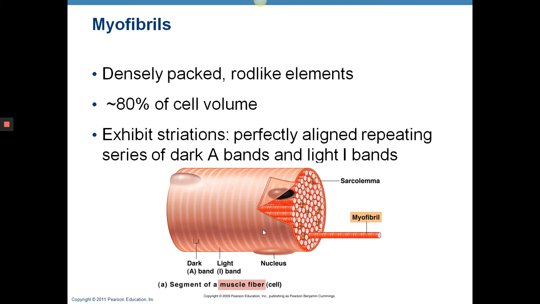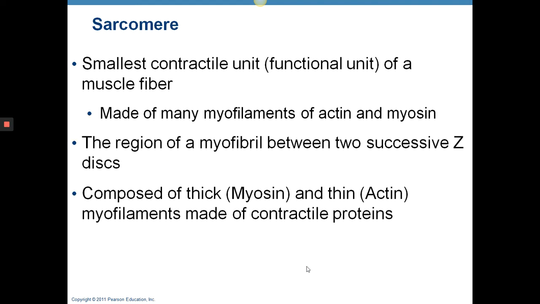You can also see the multiple nuclei. See one here, one here, one here, that are also characteristic of skeletal muscle. Remember this for your test. I will probably ask you at some point what is the smallest contractile unit, or functional unit, of a muscle, and that is the sarcomere. And it's made of many myofilaments of actin and myosin, and we're going to talk about them in detail in a minute as well. The region of a myofibril between two successive Z discs is called the sarcomere. We're going to look at a sarcomere blown up here in a minute, and we will look at the Z disc and then the midline, or the M line.